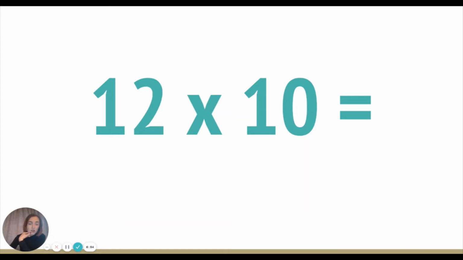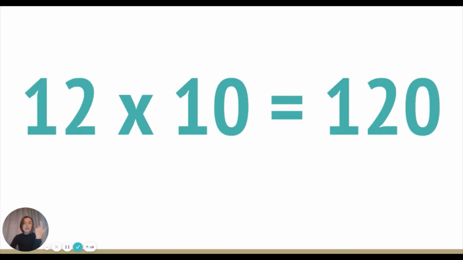What about 12 times 10? Do you think you can keep going past 100? Pause and give it a go. Okay, let's try all together. I'm going to have to count up 12 jumps. 10, 20, 30, 40, 50, 60, 70, 80, 90, 100, 110, 120.